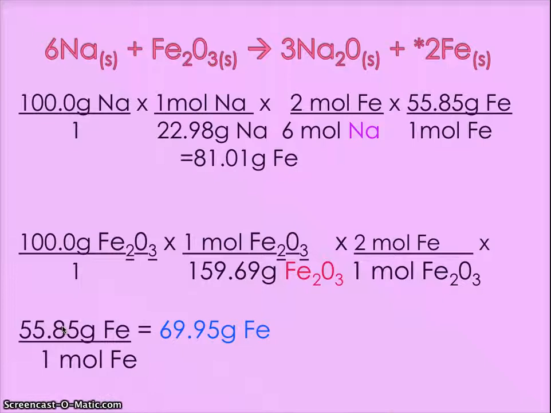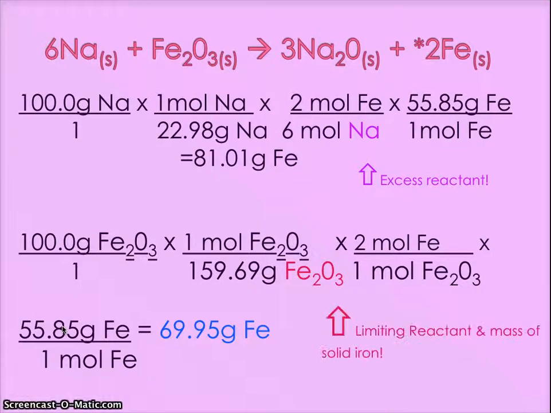In order to determine which reactant is limiting, we simply look at which answer is smaller, because that tells us the greatest amount of product that can be made. We find that the limiting reactant is Fe2O3. Therefore, the excess reactant is sodium. In this step, we also determine that 69.95 grams of iron is the mass of solid iron.